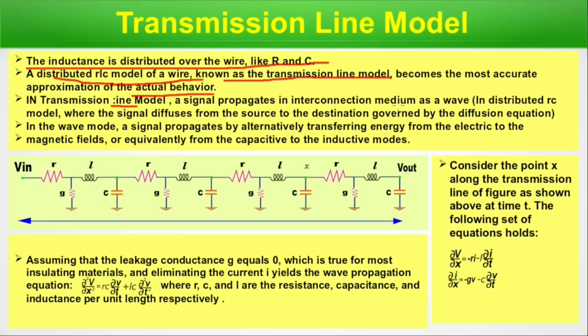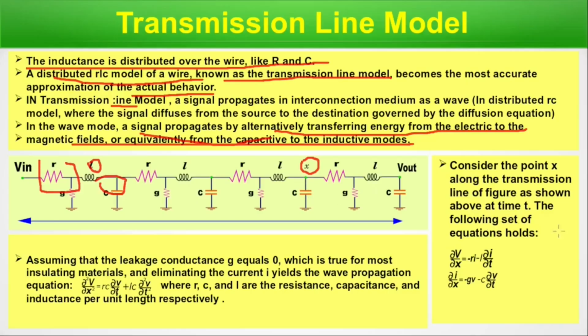In the distributed RC model, the signal diffuses from the source to the destination governed by the diffusion equation, whereas in the wave model, a signal propagates by alternately transferring energy from electric to magnetic fields, or equivalently from capacitive to inductive modes. So when we consider R, L and C, it's a transmission line model. We are considering a point X along the transmission line, as the figure is showing here. At time t, the following set of equations holds.